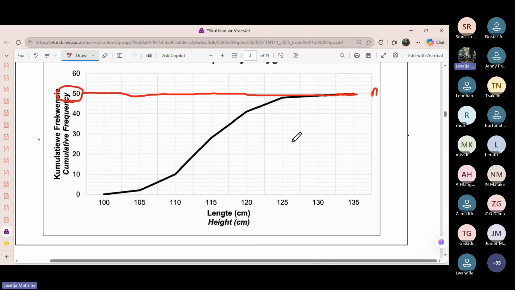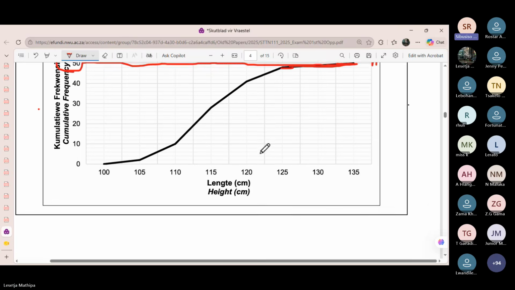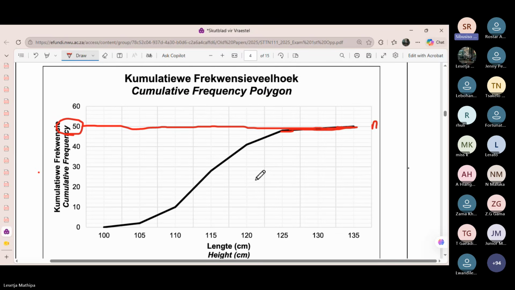Always look at the graph, because now you are not given the table. If you are given a table, maybe you'll be given intervals and the frequency. For you to get n, that's when you add all your frequencies, then you get the value of n. But in this case, we are given the graph. So to determine the value of n, you just look at the last line here, then you get your value of n. So yeah, you got it?